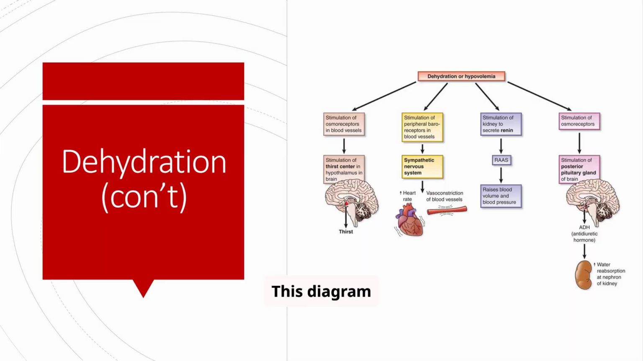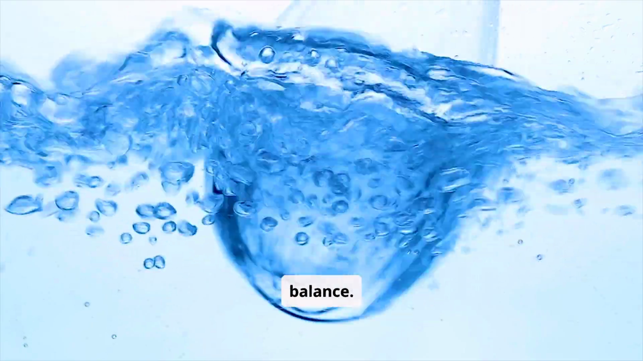This diagram illustrates the physiological responses to dehydration. The body activates multiple pathways, including stimulation of osmoreceptors, baroreceptors, and the RAAS system, to restore fluid balance.